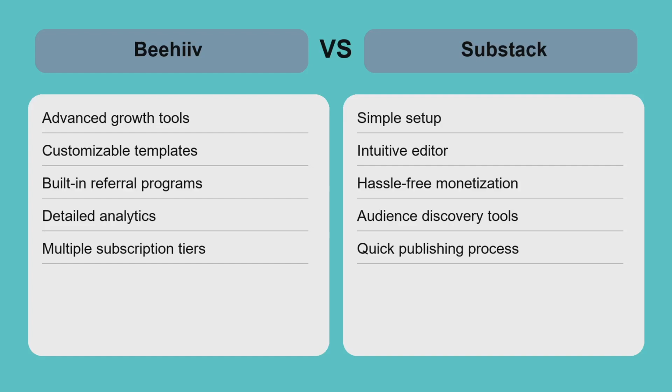Beehiiv and Substack serve different needs despite both being newsletter platforms. Beehiiv excels in growth and monetization tools, ideal for creators who want to actively expand their audience and experiment with subscription tiers or referral programs. For example, a marketing professional or business can leverage Beehiiv's analytics and segmentation to target specific groups and increase revenue.